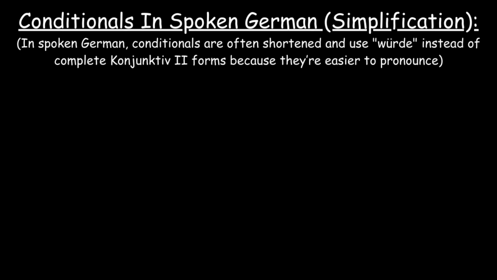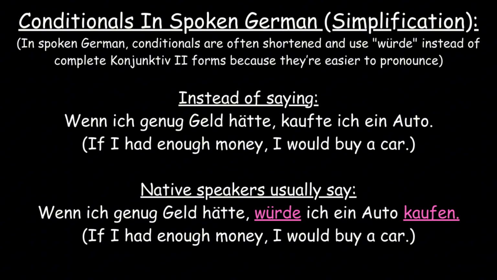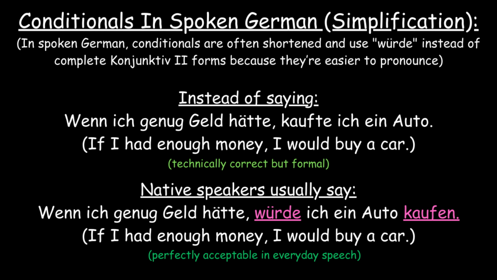On a final note, it's important to understand how conditionals function in spoken German with simplification. In spoken German, conditionals are often shortened and use würde instead of complete Konjunktiv 2 forms because they're easier to pronounce. For instance, instead of saying, wenn ich genug Geld hätte, kaufte ich ein Auto, native speakers usually say, wenn ich genug Geld hätte, würde ich ein Auto kaufen. The first sentence is technically correct but formal, while the second one is perfectly acceptable in everyday speech.